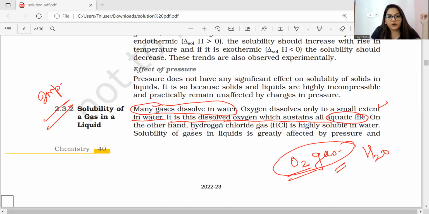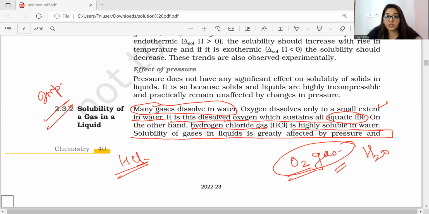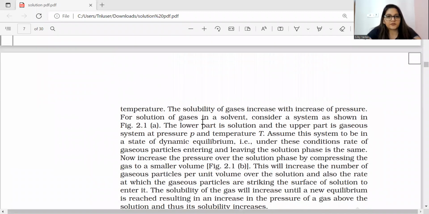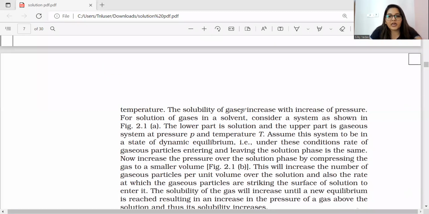On the other hand, hydrogen chloride, HCl, is superbly dissolvable in water. So hydrochloric acid is highly soluble in water. The solubility of a gas in liquid is generally affected by pressure and temperature, and also depends upon the nature of the gas that you take. Let's first talk about pressure: the solubility of a gas increases with increase of pressure.